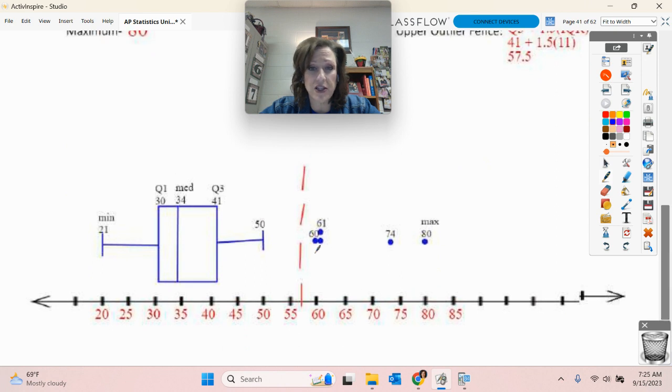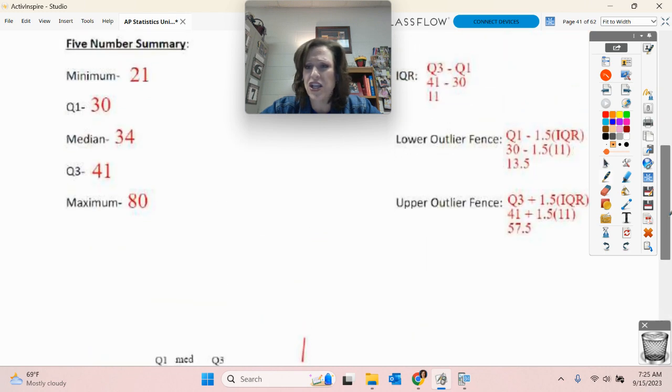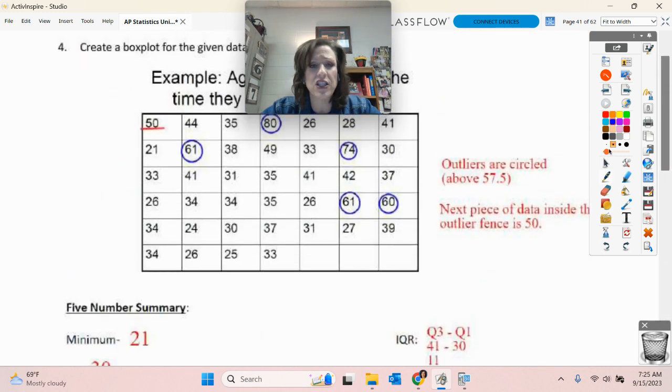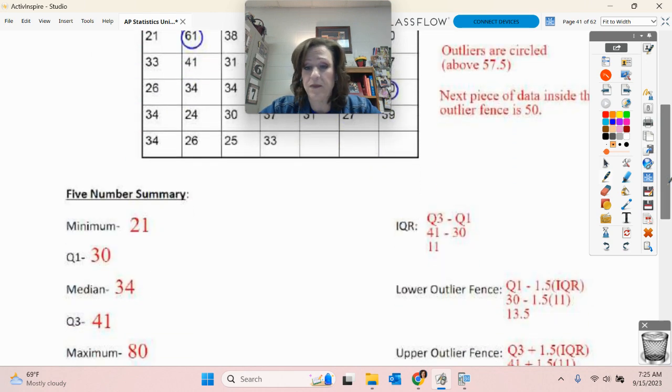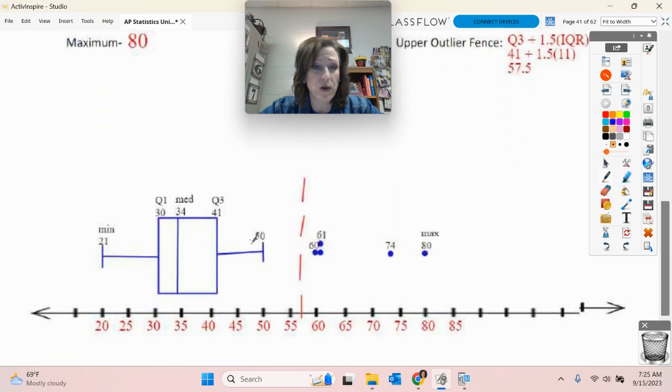So all 5 of these dots get represented, and there were 2 61s. Then this whisker here goes to the next piece of data inside the fence. The fence is 57.5, so I have to look at the next piece of data less than 57.5. I'm looking, and 50 is the next piece of data less than 57.5. So that's where that whisker goes to. All right, that's how you make your box plot.